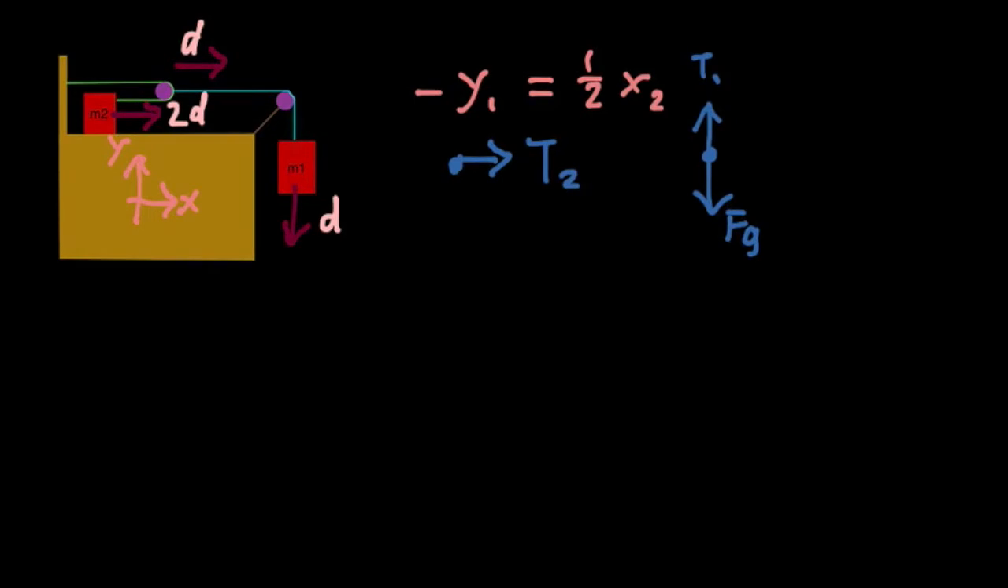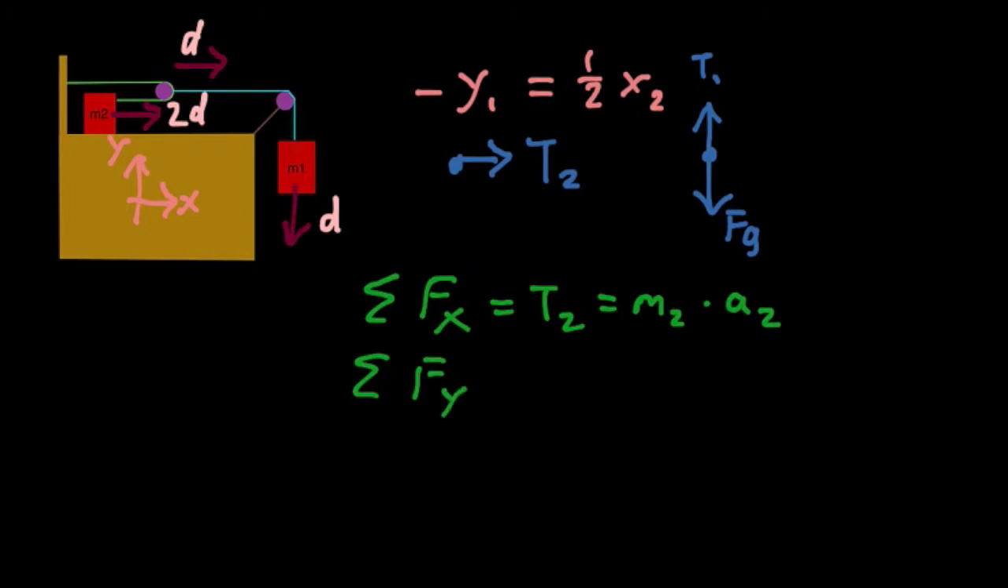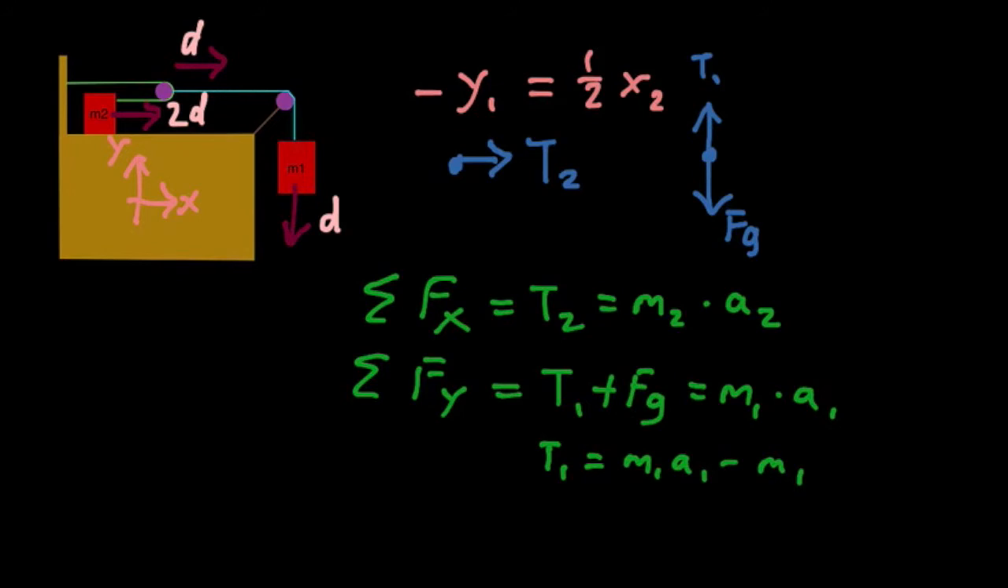With our free body diagrams, we can begin to apply Newton's second law to each object. For mass 2, it's fairly simple. The sum of forces in the x direction, which is simply T2, is equal to m2 times a2. For mass 1, the sum of forces in the y direction, which is equal to T1 plus Fg, is going to equal m1 times a1. Rearranging gives us T1 equals m1 a1 minus Fg, or simply m1 g.